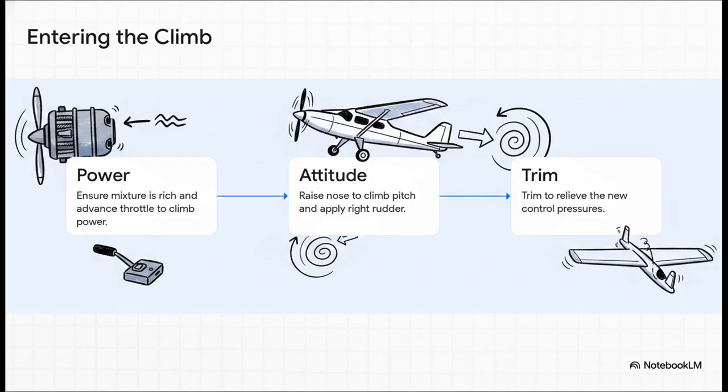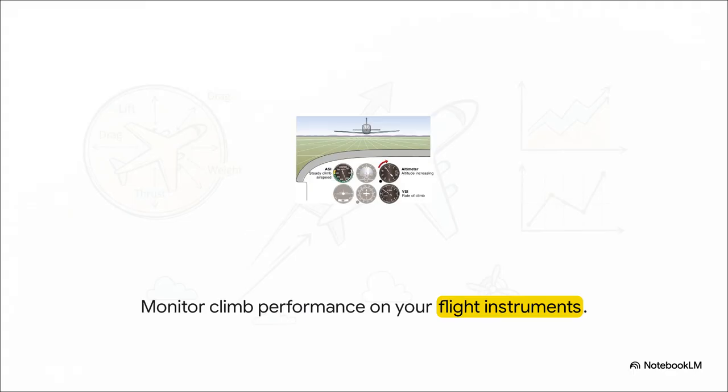Now, as you raise the nose and apply all that power, the spiraling slipstream from the propeller is going to aggressively try to yaw the nose to the left. You absolutely must balance that immediately with firm right rudder. Do not forget the right rudder. And finally, once the picture out the window looks steady, trim the aircraft to take all that heavy control pressure off your hands.